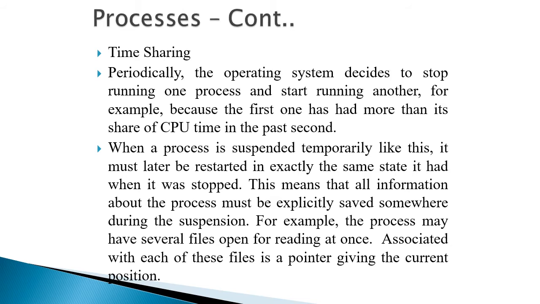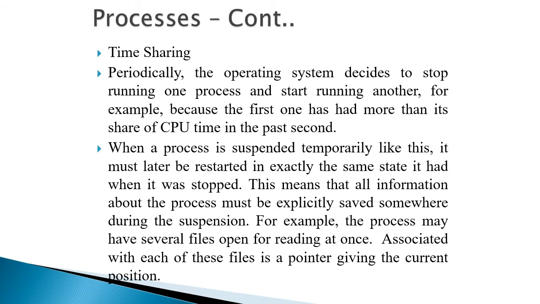Periodically, the operating system decides to stop running one process and start running another. For example, because the first one has had more than its share of the CPU time in the past second. When a process is suspended temporarily like this, it must later be restarted in exactly the same state it had before it was stopped. This means that all information about the process must be explicitly saved somewhere during the suspension.